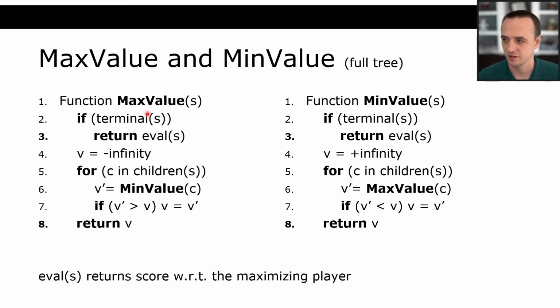So look at this. We'll look at it one more time. MaxValue says, if the state is terminal, return the evaluation. Otherwise, take the maximum of all the MinValue calls. And MinValue is saying, if the state is terminal, return the evaluation. Otherwise, take the minimum of the MaxValue calls.